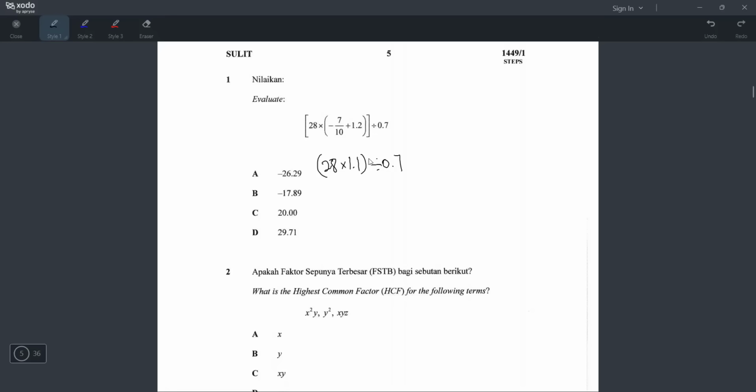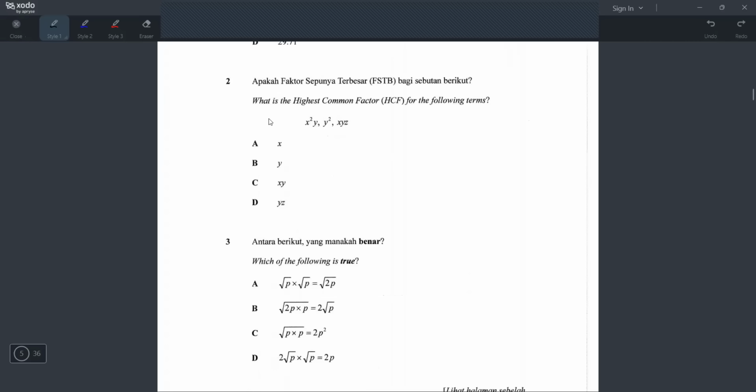Oh, I pressed wrongly. Actually, when you press negative 0.7 plus 1.2, it's 0.5. Yeah, I see that. So this is 0.5. And then you just press 28 times 0.5, and then equal, and then answer divide 0.7. Okay, my calculator gives me 20. So A, B, C, D, C is your answer. Right? This one quite easy. Okay, you can just use your calculator.